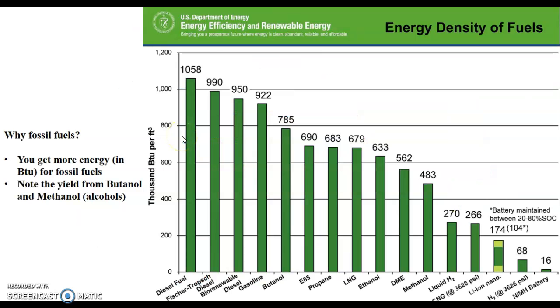Now, why do we prefer fossil fuels? The reason fossil fuels are the biggest source of energy in the world is that fuels like gasoline and diesel have the highest energy density per cubic foot. As you can see, diesel fuel gives you 1,058 British thermal units per cubic foot, and all the way down here, a hydrogen cell only gives you 68 British thermal units per cubic foot. So a lot of these renewable sources give you the least energy as opposed to fossil fuels.